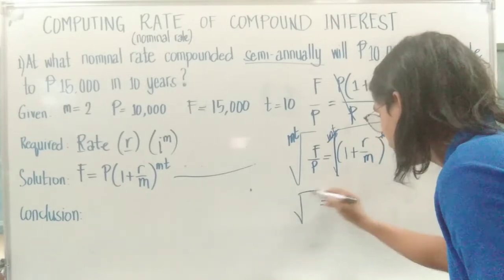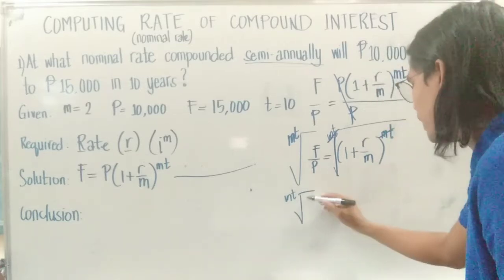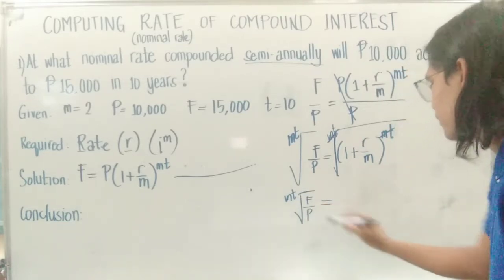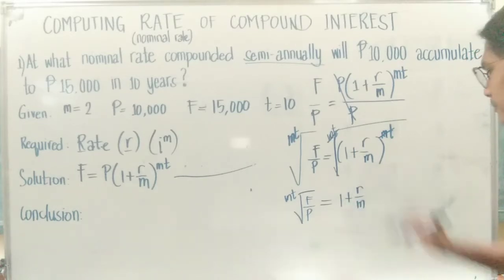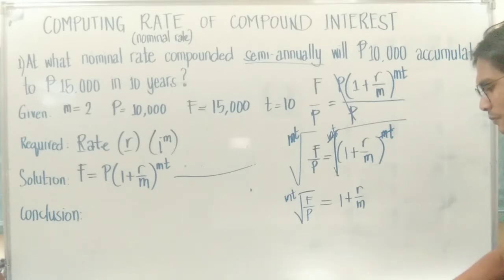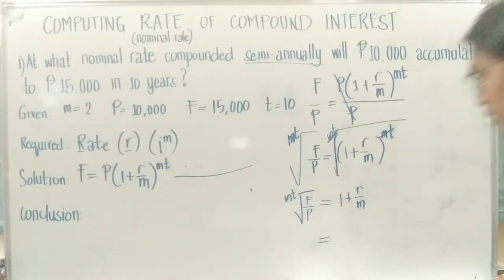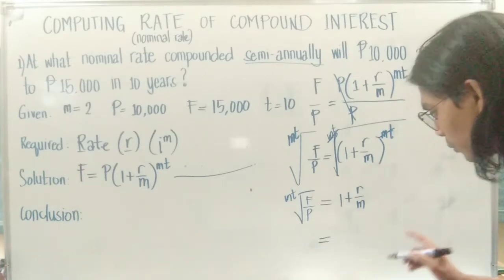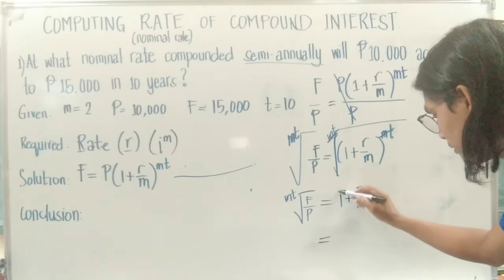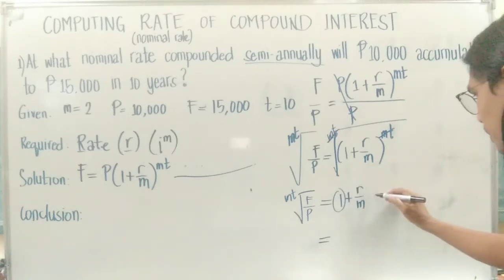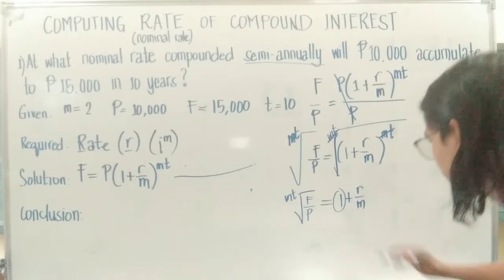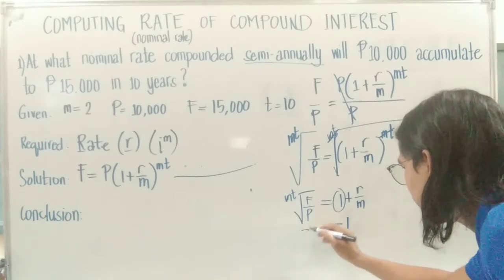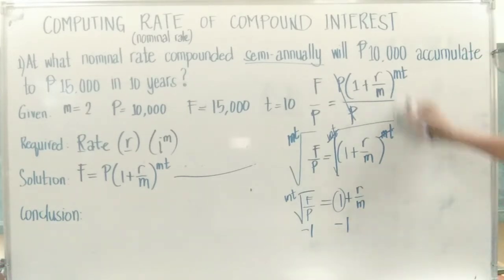So we have now mt and x in there. Then we have 1 plus r over m. Okay? Now, to continue, we will do this one. So we will have minus 1. Or let's put minus 1 here. So we have minus 1, then minus 1 on the other side.